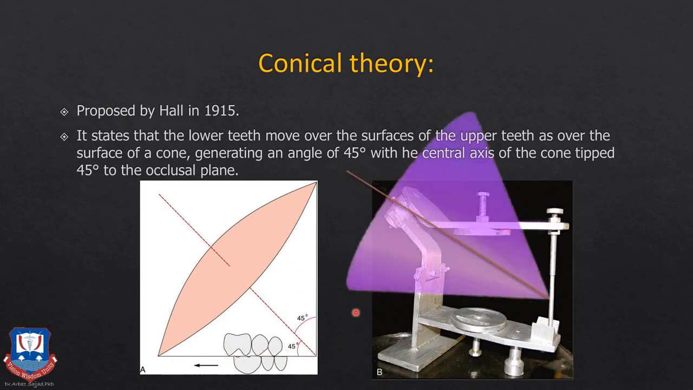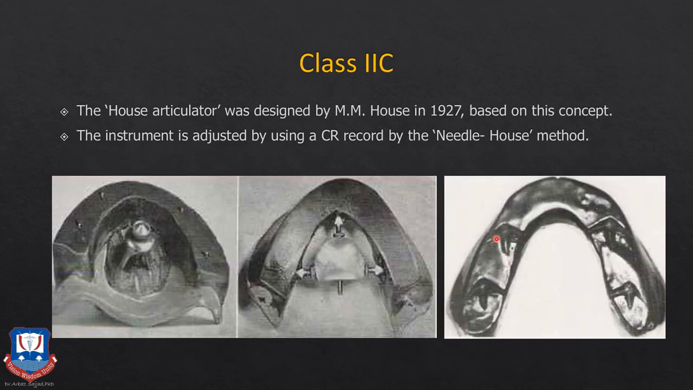So something like this. This is the conical theory of Hall, which states that the occlusal plane lies at the surface of a cone which makes a 45-degree angle with its central axis. So this was class 2B, and the last is class 2C. This articulator was given by House, and it is known as the House articulator, designed in 1927.